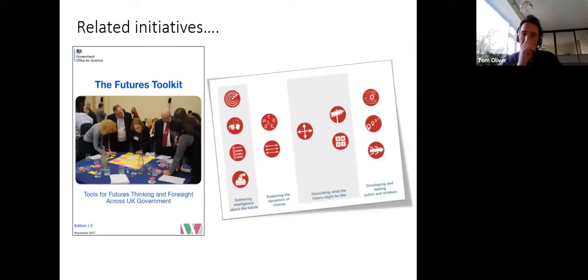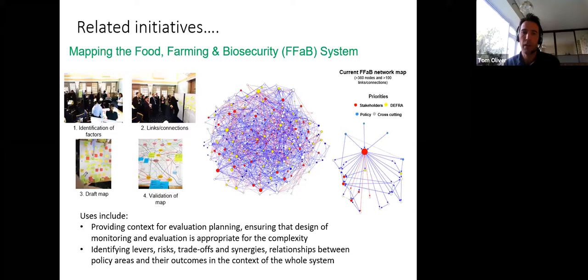But actually, our program had to fit into existing work in government as well. And for example, GoScience, the Government Office for Science, had produced a futures toolkit already. So this is thinking about future scenarios, anticipatory thinking. And they were interested with the Cabinet Office in developing a systems toolkit. So we helped them with that, with some of our thinking and ideas. But we didn't want to replicate what they were planning to do there. There was also some existing work within Defra. So actually, this is something that the food, farming, and biosecurity team did with CECAN to map this obviously very complex policy system.